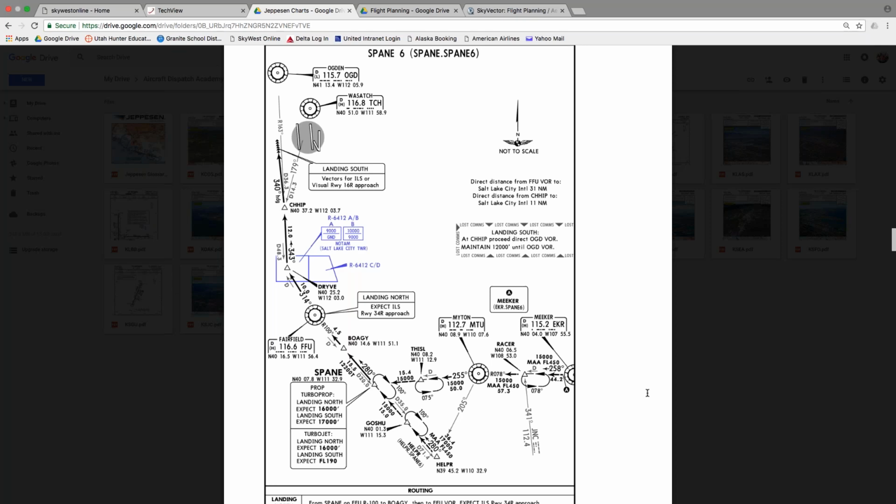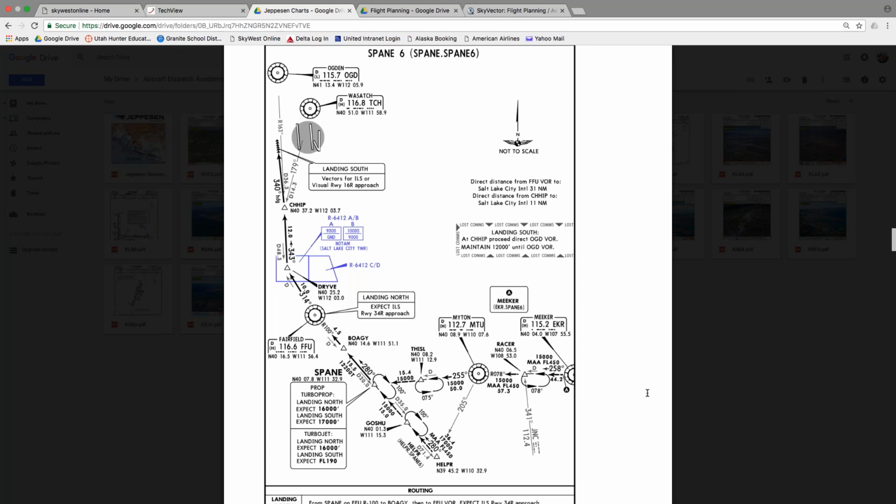Does that make sense? Kind of seeing this here. So when you plan a SID and a STAR, regardless of what direction you're landing, we always plan the entire thing, as if you have to go all the way up, turn around, and come back down. Although in a lot of cases, if you end up landing north, you really don't end up flying that much. But in this case, 36.3 is all the way to Ogden.